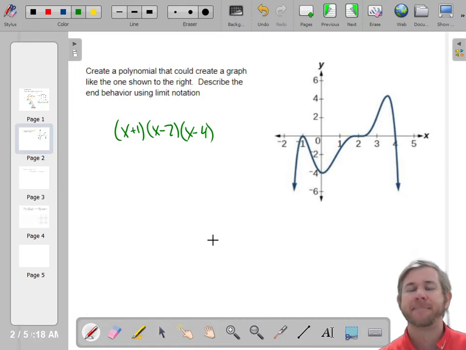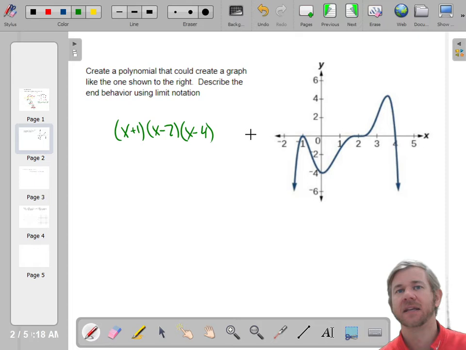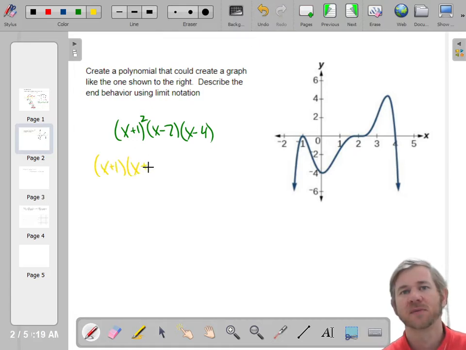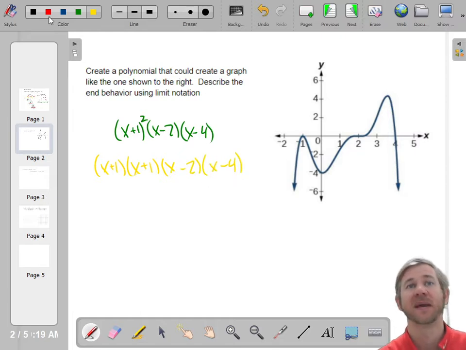Now, are there any bounces? If you look at this at negative 1, it bounces, so that needs to be even. And it looks like it opens down, but I'm going to come back to that when I deal with this guy. I could put a minus sign out front, but I'm going to start expanding. So this is going to take a little bit. X plus 1, x plus 1, x minus 2, x minus 4. So I have to expand all this out.